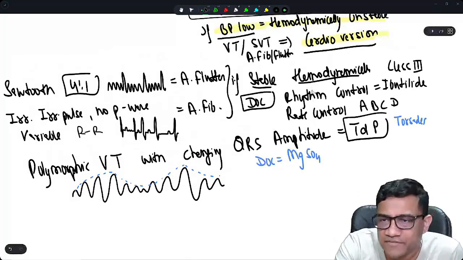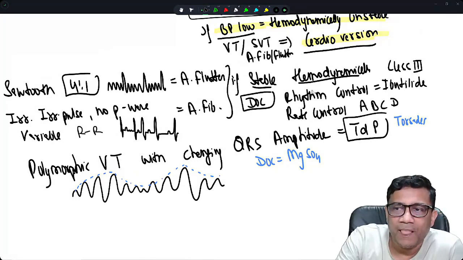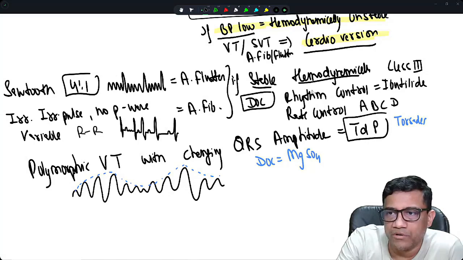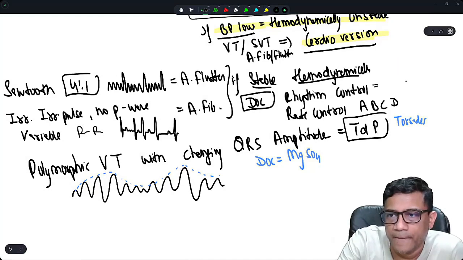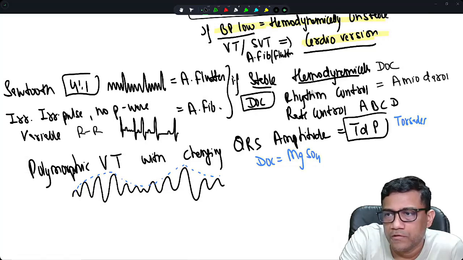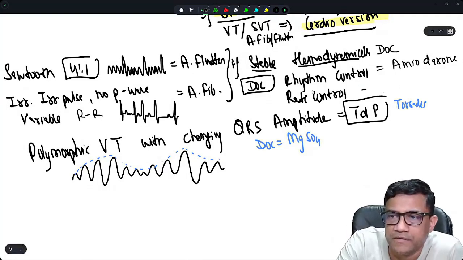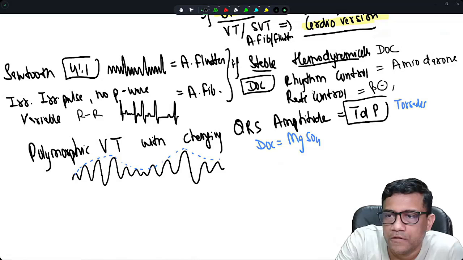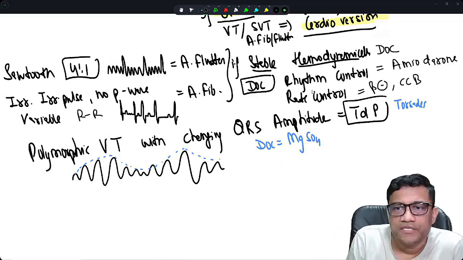Treatment is simple. If stable, what will we do? We give amiodarone. The drug of choice is amiodarone. For rate control, we can use a beta blocker or CCB. Or if heart failure, we can use digoxin. Okay, these are the drugs of choice.